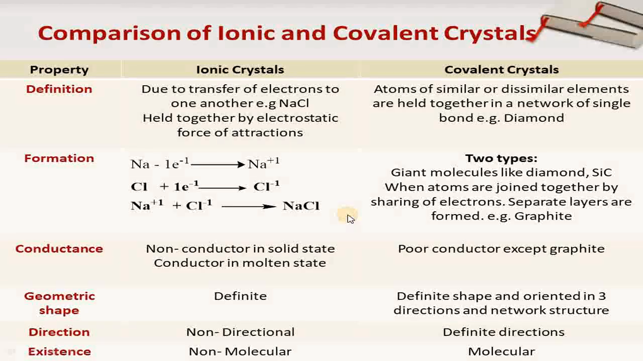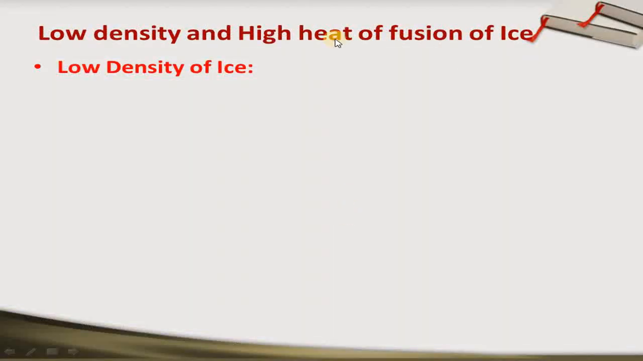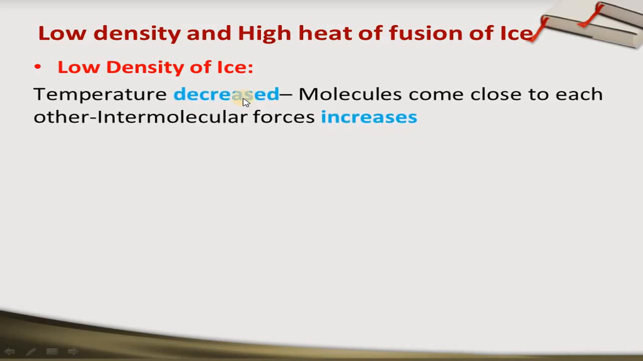The next topic given in your book is the low density and high heat of fusion of ice. First we will discuss the low density of ice. If you remember, we discussed this topic earlier in the liquids chapter, anomalous behavior of water. If we decrease the temperature, what happens? By decreasing the temperature, the molecules come close to each other, and as a result the intermolecular forces increase. But the case is different in water.